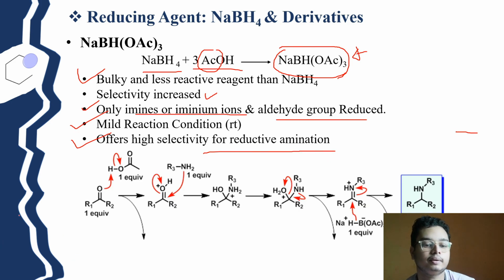So basically what happened is that this is our iminium ion. You can see here how to form the iminium ion. And after formation of the iminium ion, NaBH(OAc)3 will attack here, the hydride will attack here to form this type of compound, and this is the compound of reductive amination.